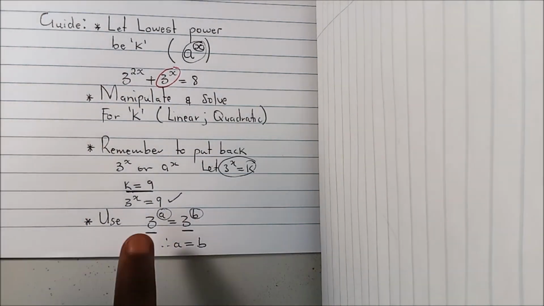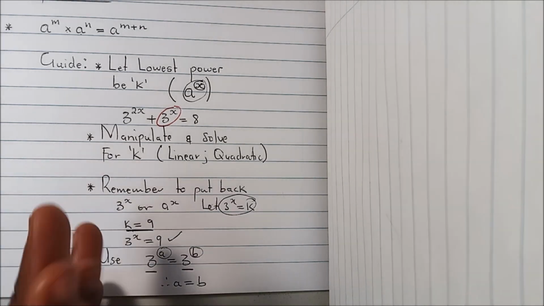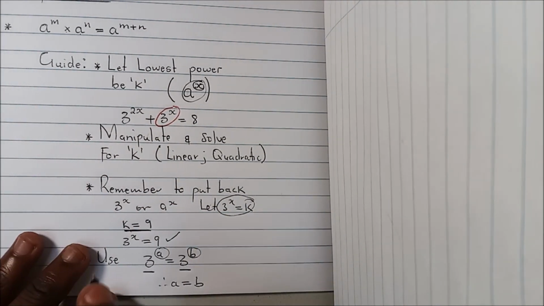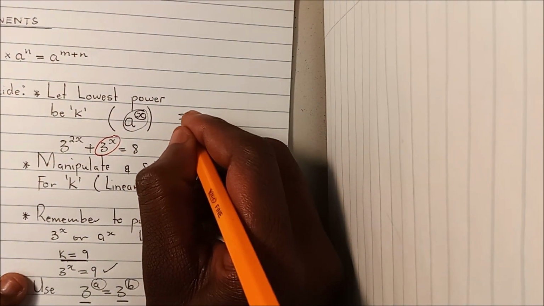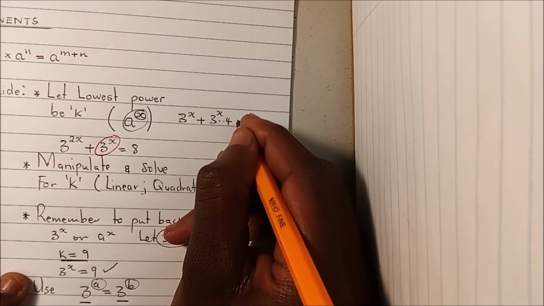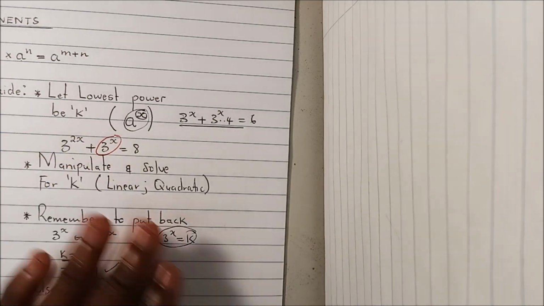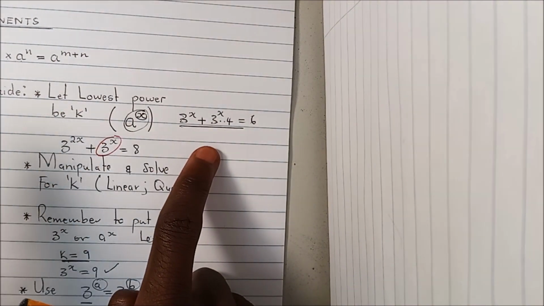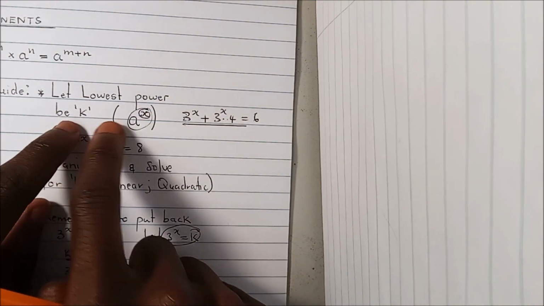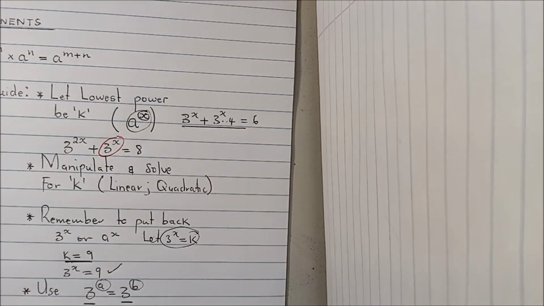So now let's recap on what we do. We let the lowest one be k, no problem. It can be the lowest or the common. If we don't have the lowest, something like 3 to the x plus 3 to the x times 4 equals 6, you see, in this one we don't have the lowest. If we don't have the lowest, we let the one that is there be k. It can be the lowest or the common. You see, 3 to the x is common.